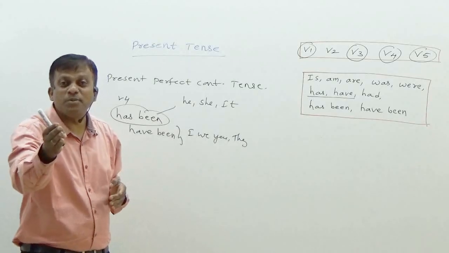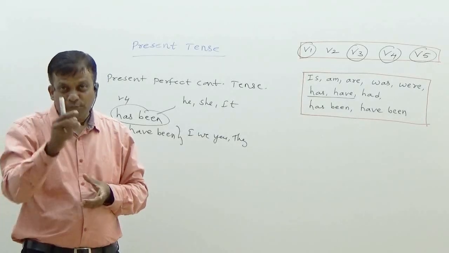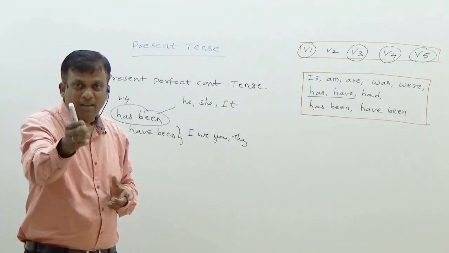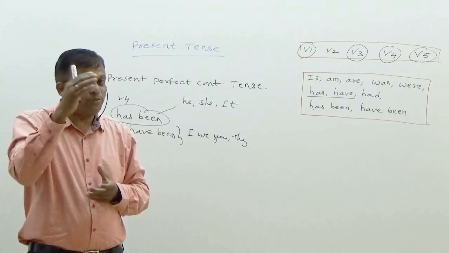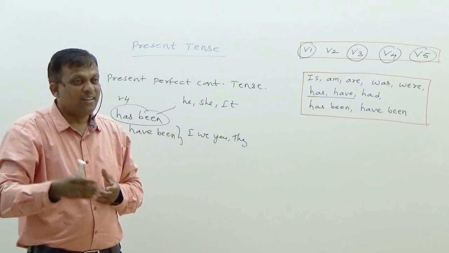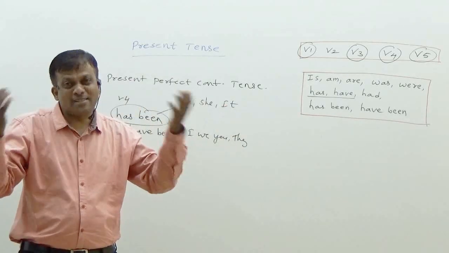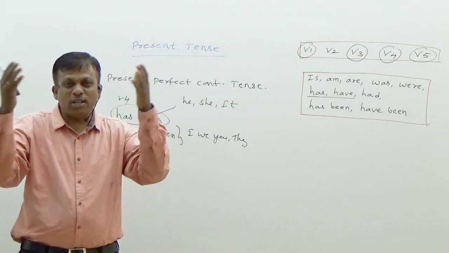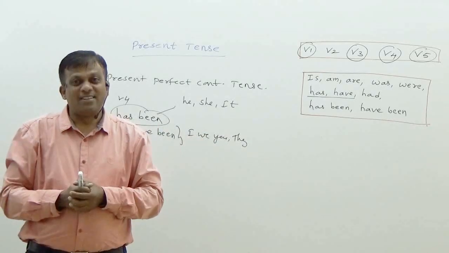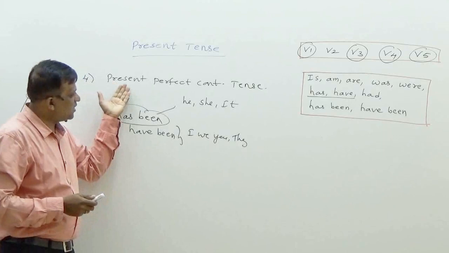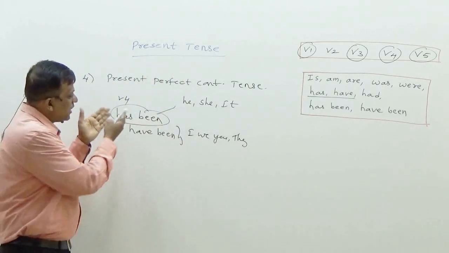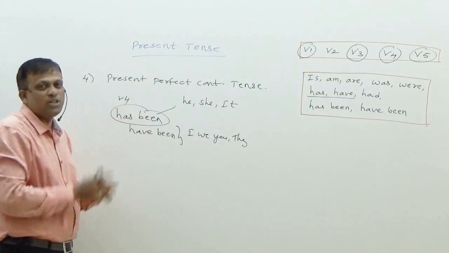Your phone has been ringing. So it rang for some time and again it is continuing its work. Your phone has been ringing. The people have been discussing. The politicians have been campaigning since last month. Understand? So present perfect continuous tense with has been and have been and the ing form.